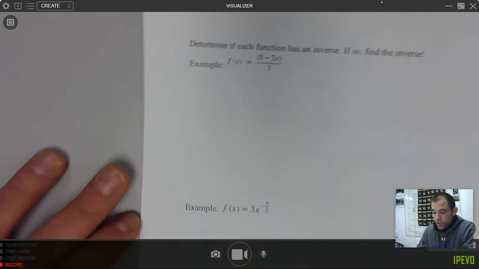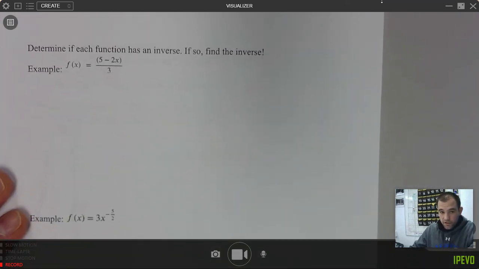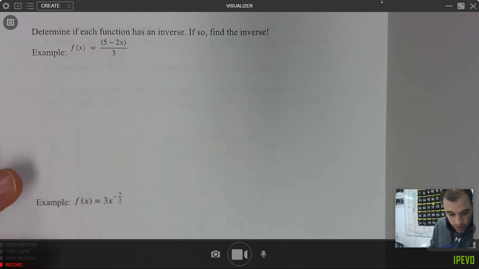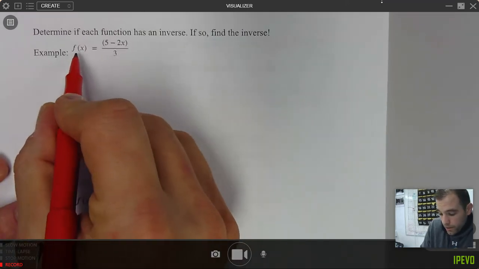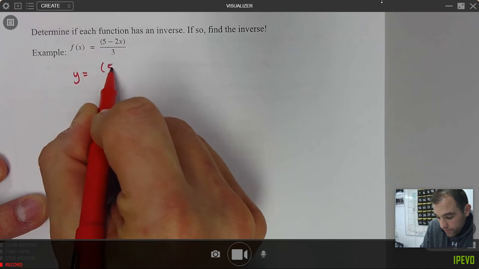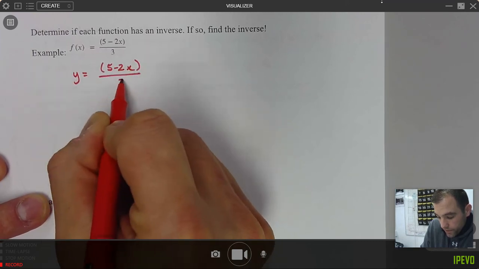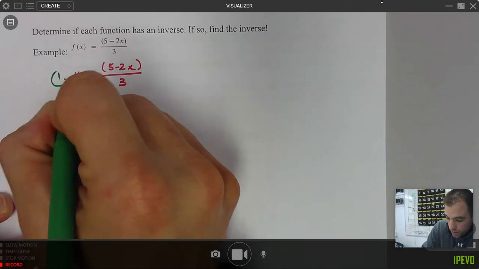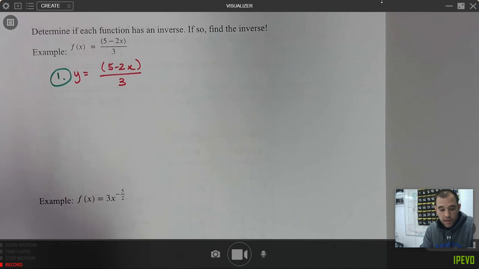So here's the example we are going to do. It says determine if each function has an inverse. If so, find the inverse. I'm going to help you out. I checked this. It has an inverse. I already graphed it, and I checked it out with the horizontal line test. So step 1, put y in for f of x. Keep everything else the same: 5 minus 2x over 3. That was step 1, to put y in its place.